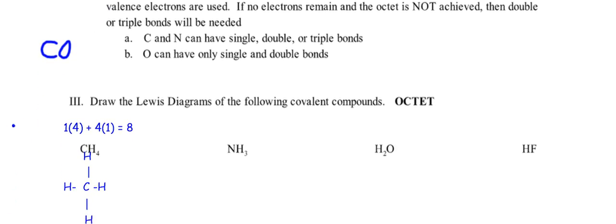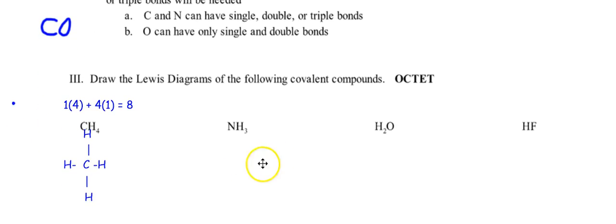So let's look at the next one. It may be a little bit different. So let's try the next one. Add these up. How many does nitrogen have? Well, look on your periodic table. How many valence electrons does nitrogen have?